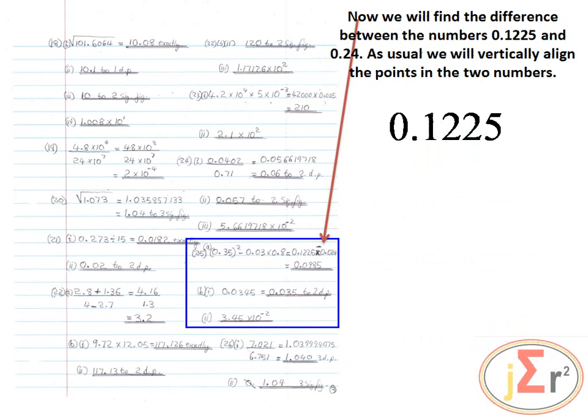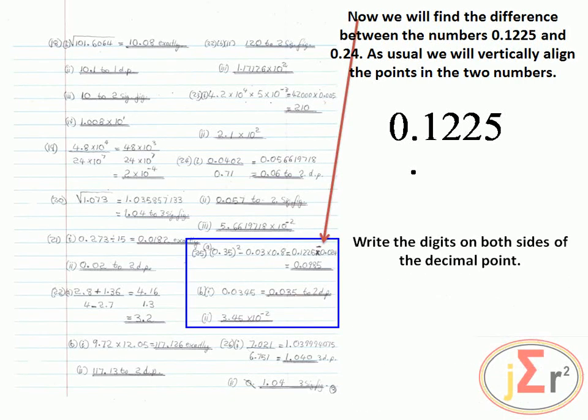And after doing our square and also doing our multiplication, then we will finish up by doing our subtraction. Now we will find the difference between the numbers 0.1225 and 0.24. As usual, we will vertically align the points in the 2 numbers. So there we have the points already vertically aligned.